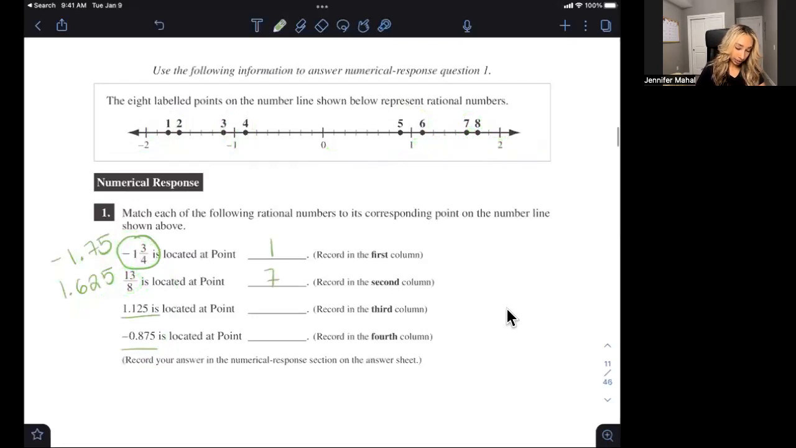And then our last couple, we just have to find where they go. 1.125, well, that's definitely going to be a little bit bigger than 1. It's a little past 1 on the number line. So that's going to be falling with 0.6. And our last one is -0.875. Sorry, clearly I've been doing this for a while today. Our last one is -0.8, which is going to be close to -1, but not quite -1. It's not quite a whole number. So that's going to be best represented by 0.4.